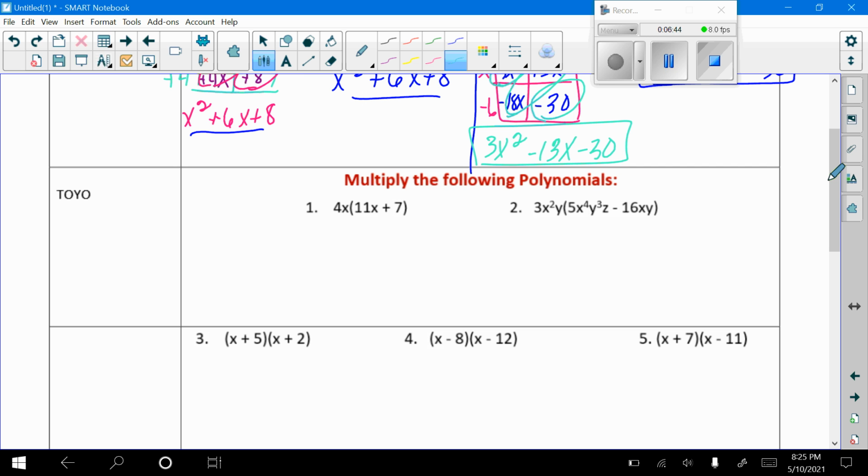All right, so this first one, distribute and distribute, I end up with 44x squared plus 28x. This next one has a lot of variables. Remember, when we set same variables down low, we add and go. So 3 times 5 is 15. X to the 2 plus 4 is 6. Y to the 1 plus 3 is 4. And then Z. 3 times negative 16 is negative 48. X to the 2 and x to the 1 gives me x to the 3. This is y, and y gives me 1 and 1 is 2. So y squared.